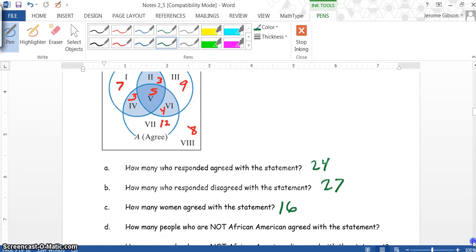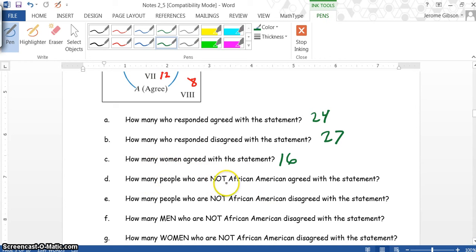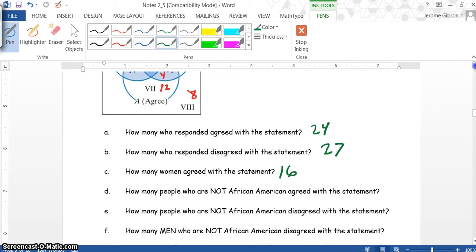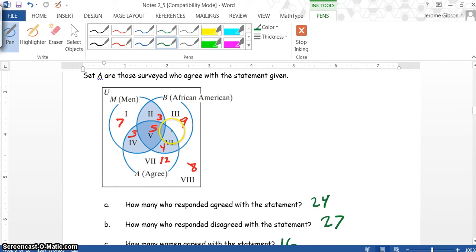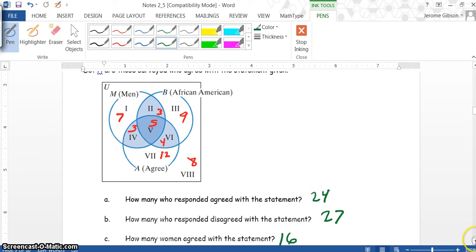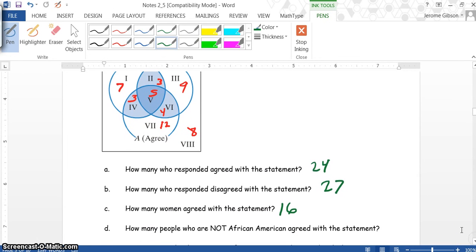Now, it says how many people who are not African American agreed with the statement. Now we go back up here. We go back to our agree area. Now we want to look for the people that are not African American that agree with this statement. So if we look here, that would take out regions 5 and 6. So then that would leave us regions 4 and 7, which would give us 15. So it's a total of 15 people.